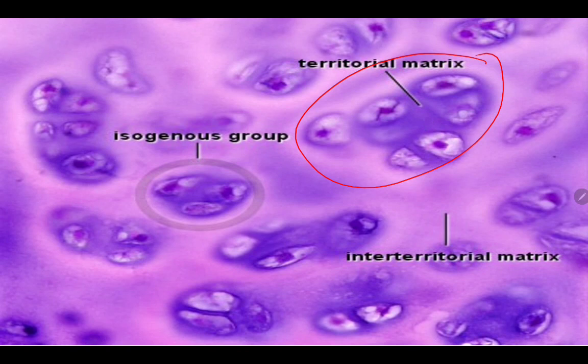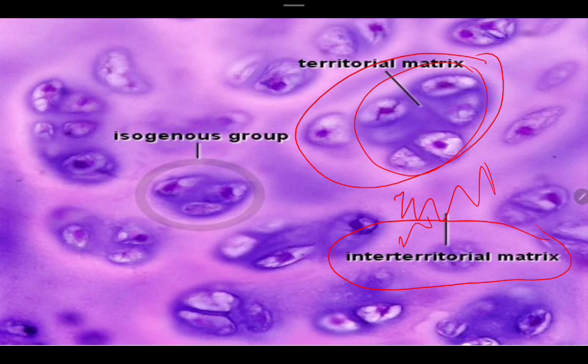So, can you appreciate its intensely basophilic nature? Earlier, it was said that the color is blue or purple, depending on what you see. Okay? So remember, guys, that the territorial matrix is present near or within the lacuna. The area where you cannot see any territorial matrix is what we call the interterritorial matrix.